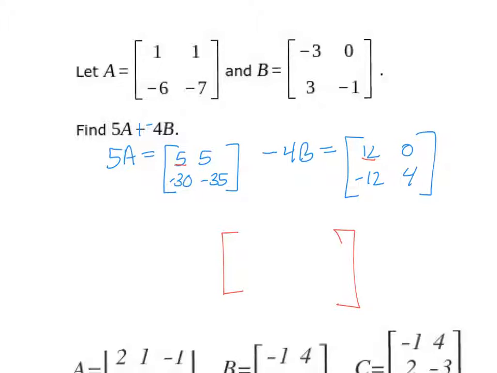So I'll do 5 plus 12 is 17. Upper right-hand corner, I'm going to combine those elements, the 5 and the 0. They combine to make 5. Lower left-hand corner, combine those to make -42. And then finally, lower right-hand corner, combine to make -31.